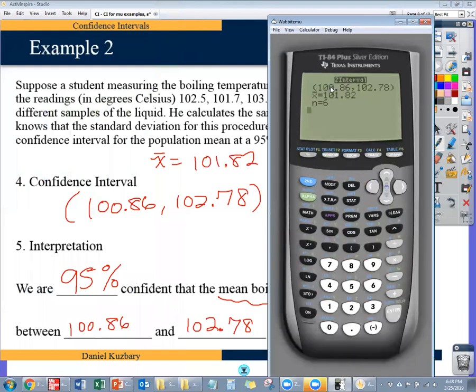It'll tell you X bar and N, which you told it. So that's kind of the shortcut. Now what this doesn't tell you, it doesn't tell you a critical value, so it can't help you with the critical value questions, but it is helpful in finding the intervals.